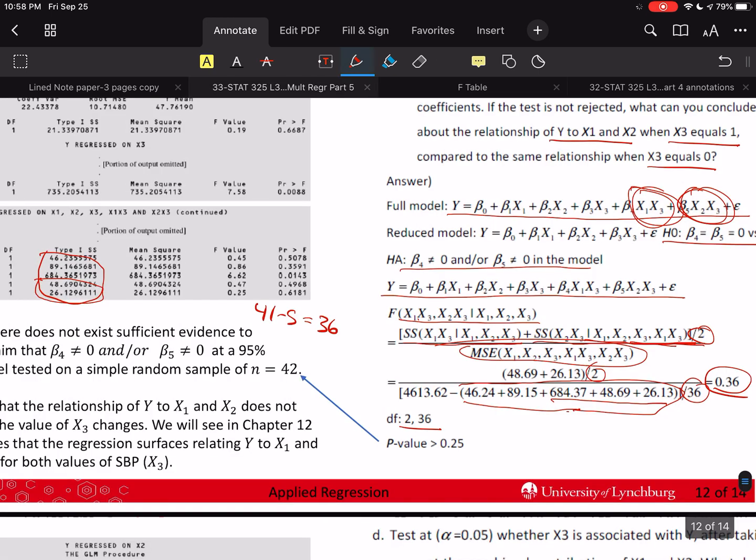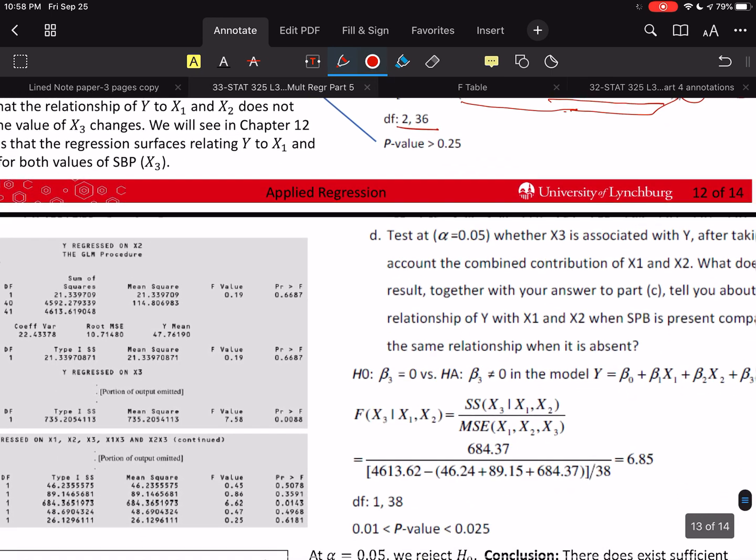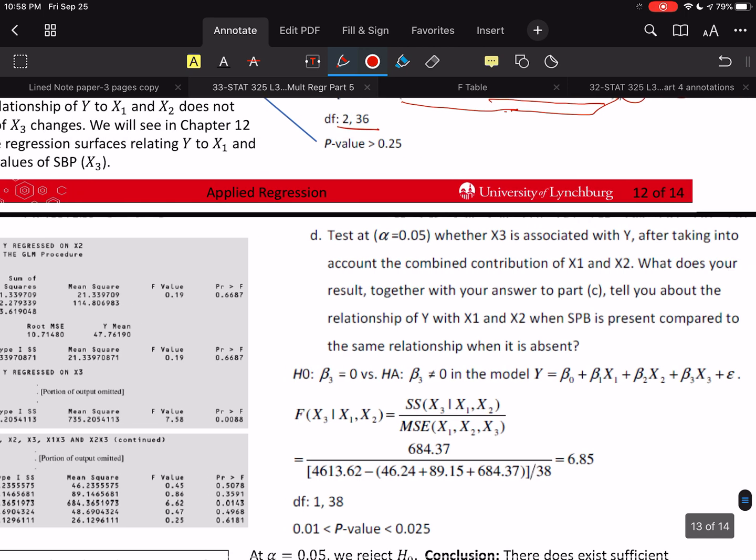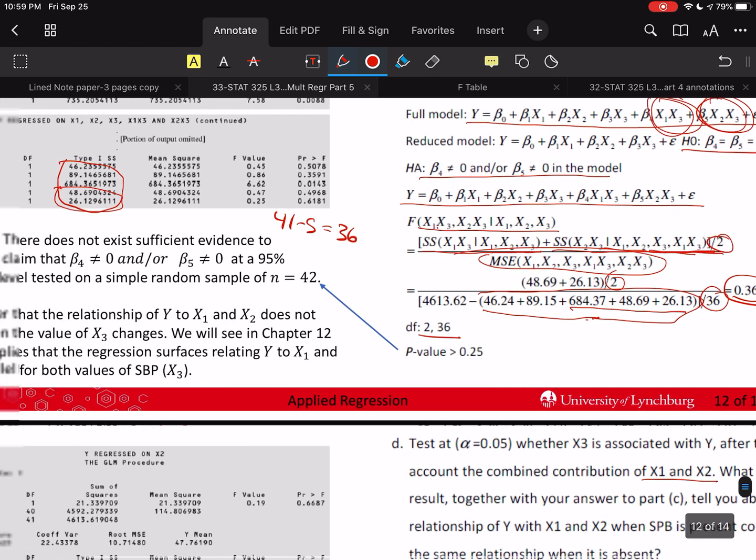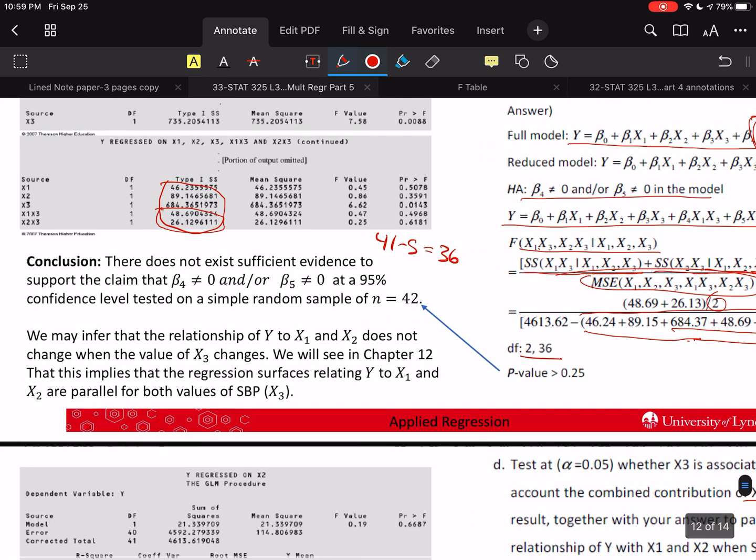We'll come back. And now we're looking at a test for whether x3 is associated with y after taking into account the combined contribution of x1 and x2. What does your result, together with your answer in part C, tell you about the relationship of y with x1 and x2 when SPB is present compared to the same relationship when it's not? I think I skipped this. I'm sorry. So we have the p-value for this one, greater than 0.25.